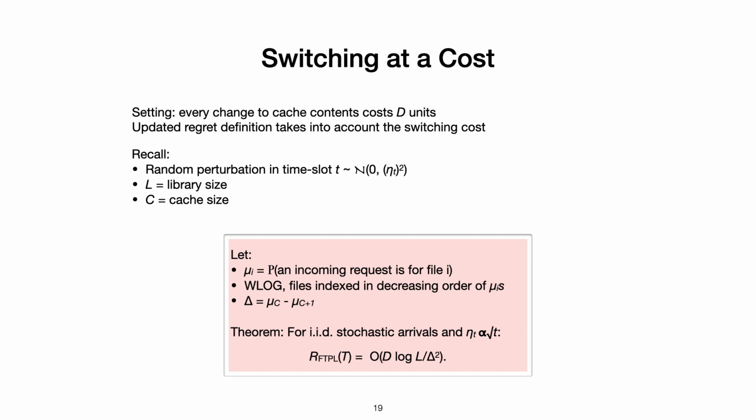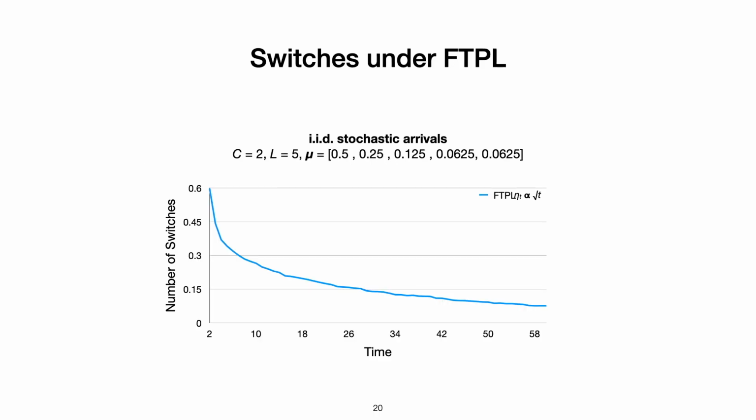I would like to highlight that the bound on the regret increases linearly with the switch cost capital D. It thus follows that the performance of FTPL can potentially deteriorate as the switch cost increases. This is not surprising since FTPL does not take the switch cost into account while making caching decisions. Here we plot the number of switches to the cache contents under FTPL. Not surprisingly, the bulk of the switches happen initially when the scores of the various files is most susceptible to noise. When the switch cost is high, these initial switches can lead to significant deterioration in performance.